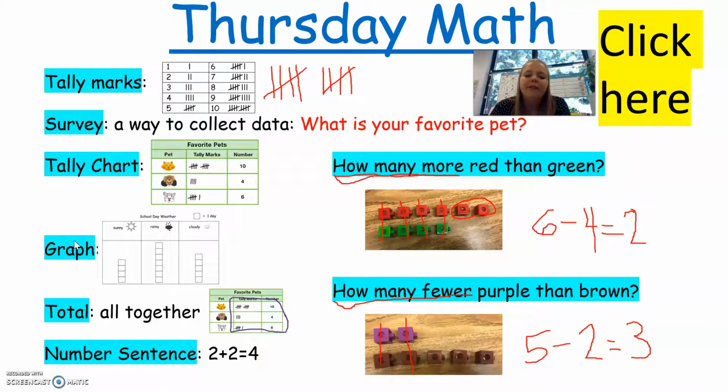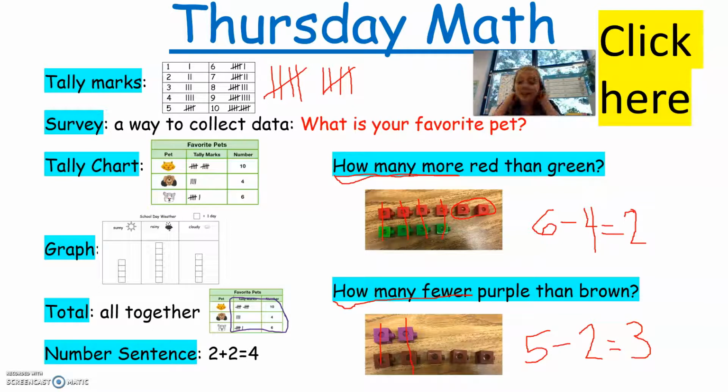What's a graph? Yep, a graph is another way we can show the information. So instead of doing tallies, we stack up our little squares, right? We do columns, or they can go side to side. So we can go side to side or up and down. What does total mean? Total means all together. So how many people wrote it all together?